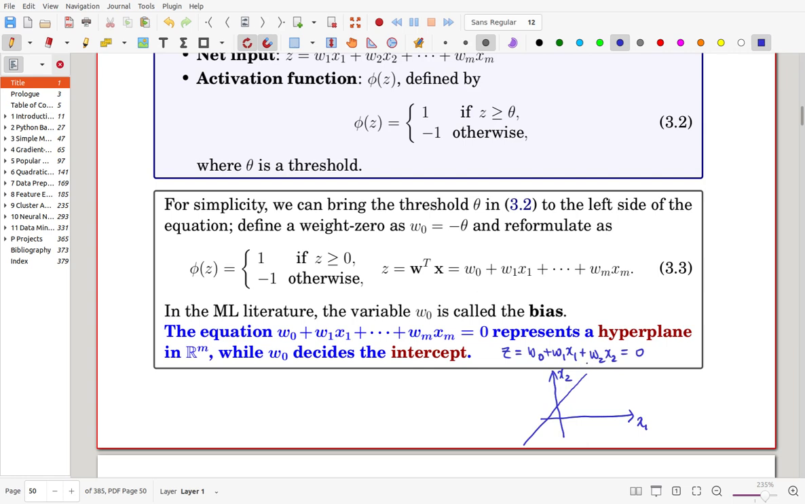And this is Z equals 0, and that is Z is larger than 0, and that is Z is smaller than 0, right? Anyway, the equation is representing a hyperplane, so that with a hyperplane, the Rm is separated into two parts. Right?